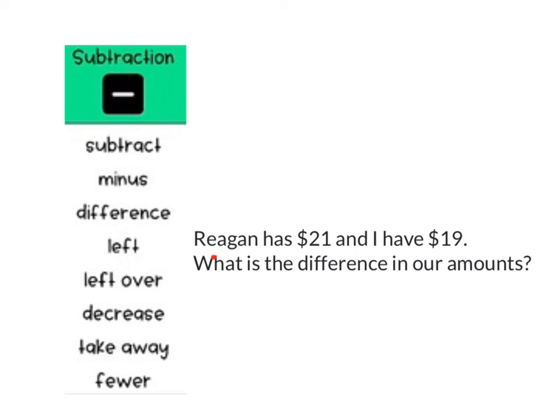And here my problem says Regan has $21 and I have $19. What is the difference in our amounts? The word difference tells me that this is going to be a subtraction problem. So I need to go 21 take away 19 to find out the answer to this problem.